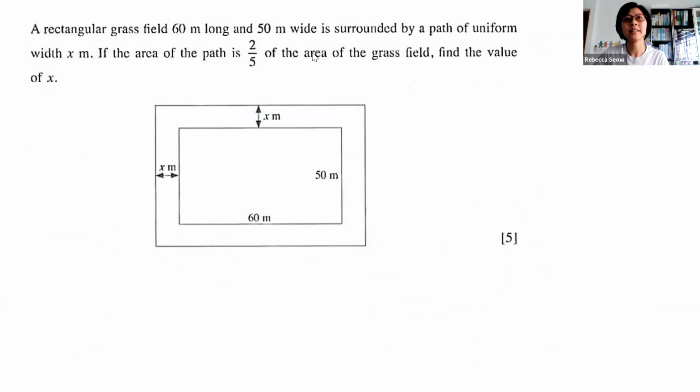The second question says that a rectangular grass field 60 meters long and 50 meters wide is surrounded by a path of uniform width x meters. If the area of the path is 2/5 the area of the grass field, find the value of x. Now, where's the grass field? This would be the grass field.